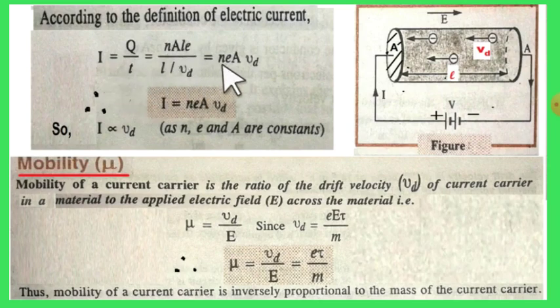I is equal to nAeVd. Got it? Therefore, the relation between the current and the drift velocity can be expressed as I is equal to nAeVd. For this, I have a mnemonic that you can take as NEP. I is equal to what? NEP.